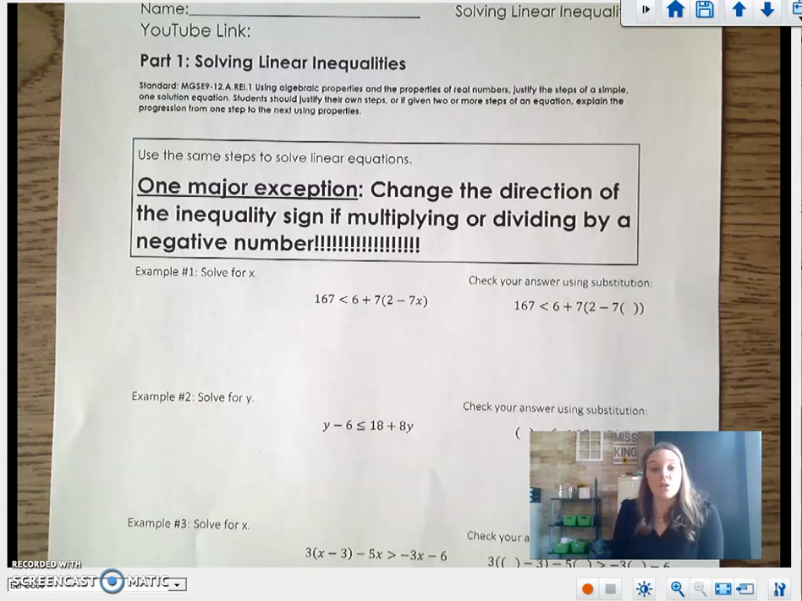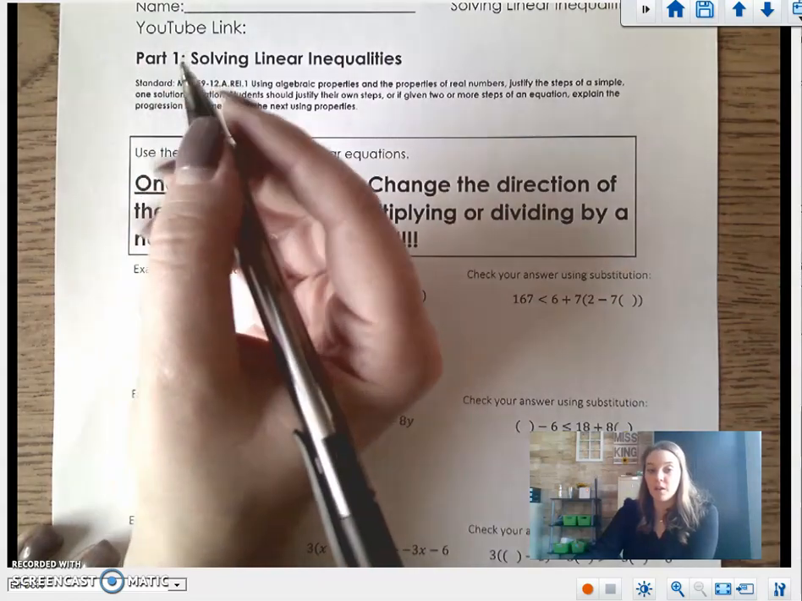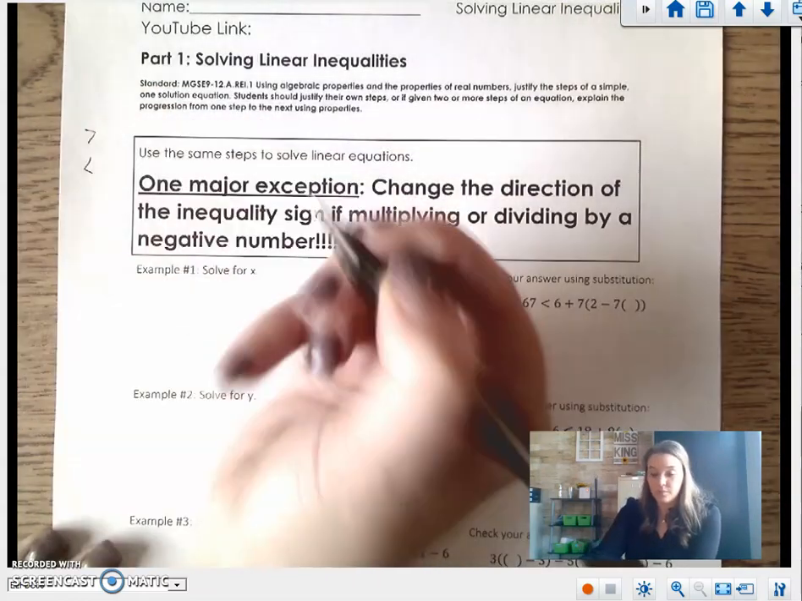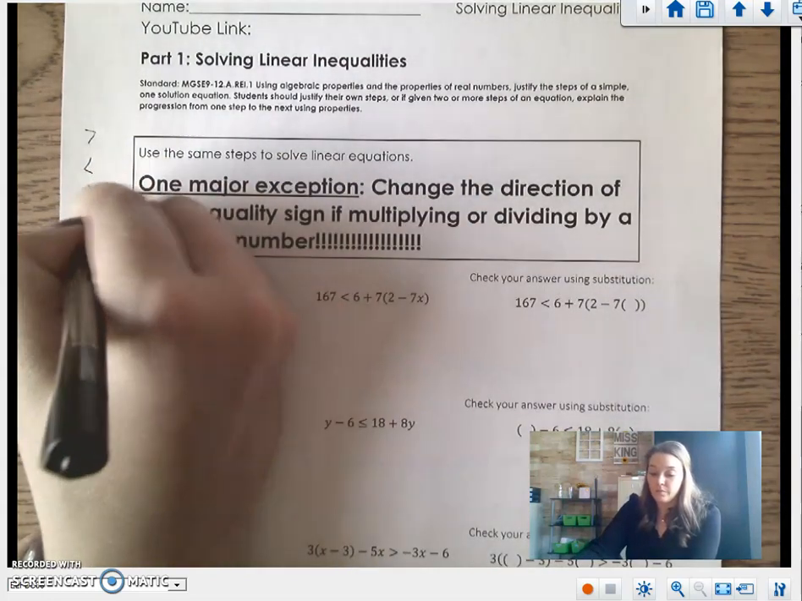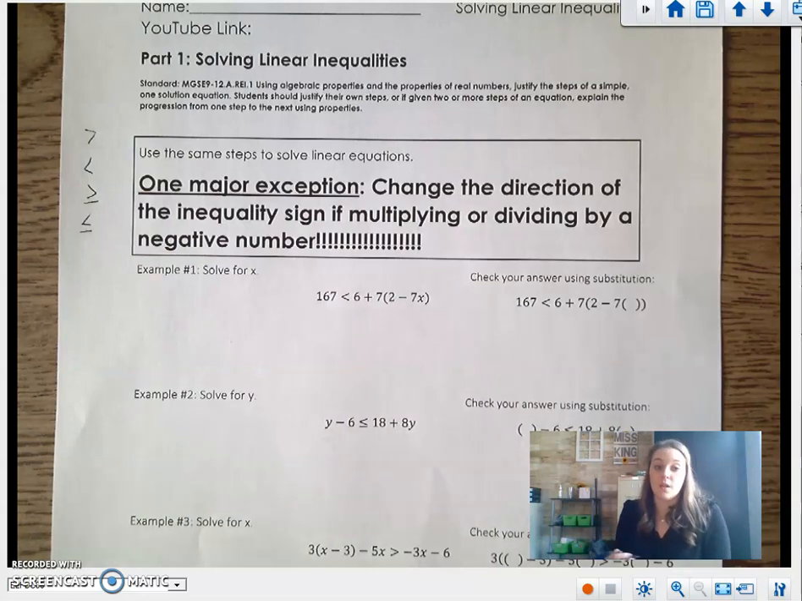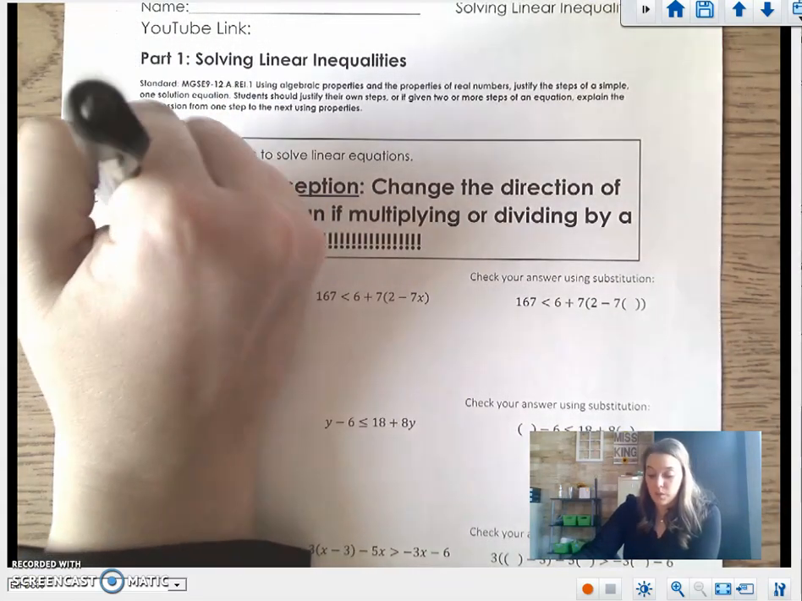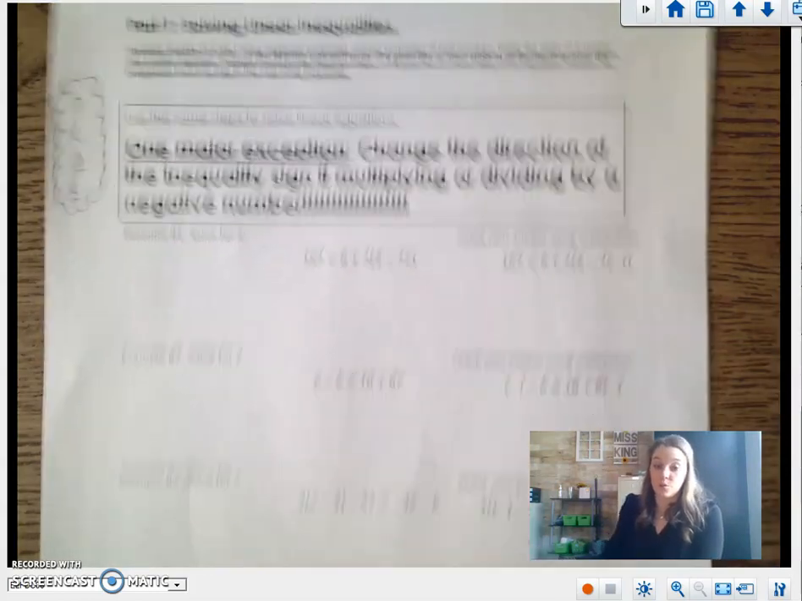If you are unsure of what an inequality is, it's similar to an equation, but instead of having an equal sign, you are going to have the greater than, less than, greater than or equal to, or less than or equal to symbol. So these are going to be your inequality symbols that tell you when you need to use this major rule.